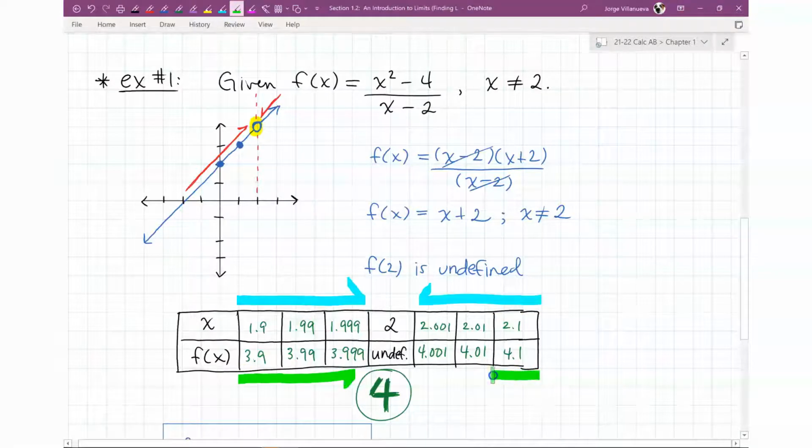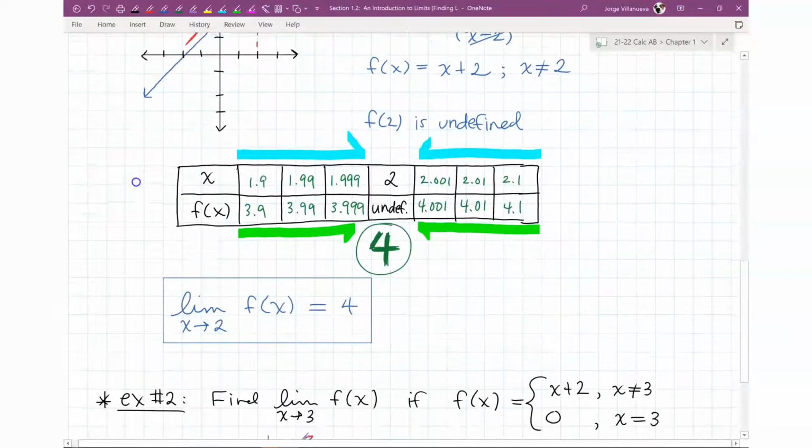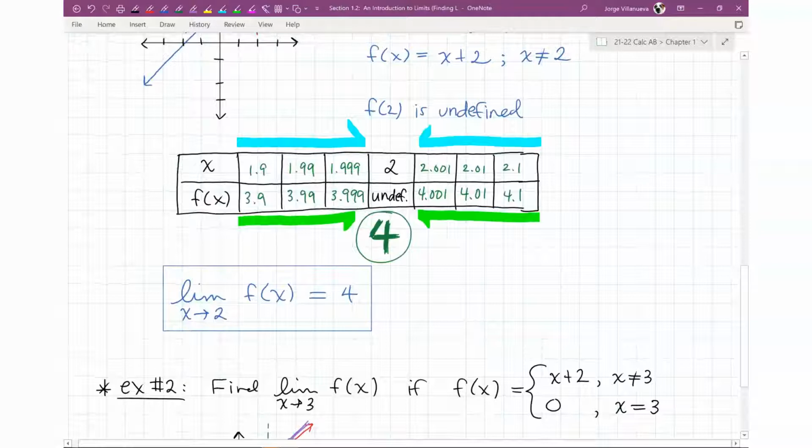And as you could see, the y values seem to be approaching the number 4. So that means as the x values got closer and closer to 2, the y values got closer and closer to 4. Okay? So that was our limit. So the way we write it is like that, right? The limit as x approaches 2 of f of x is equal to 4.